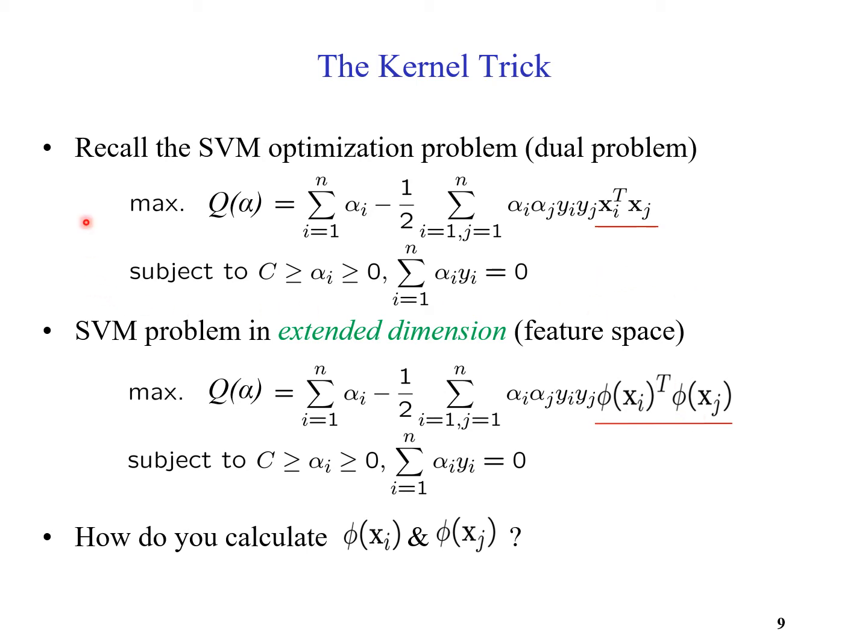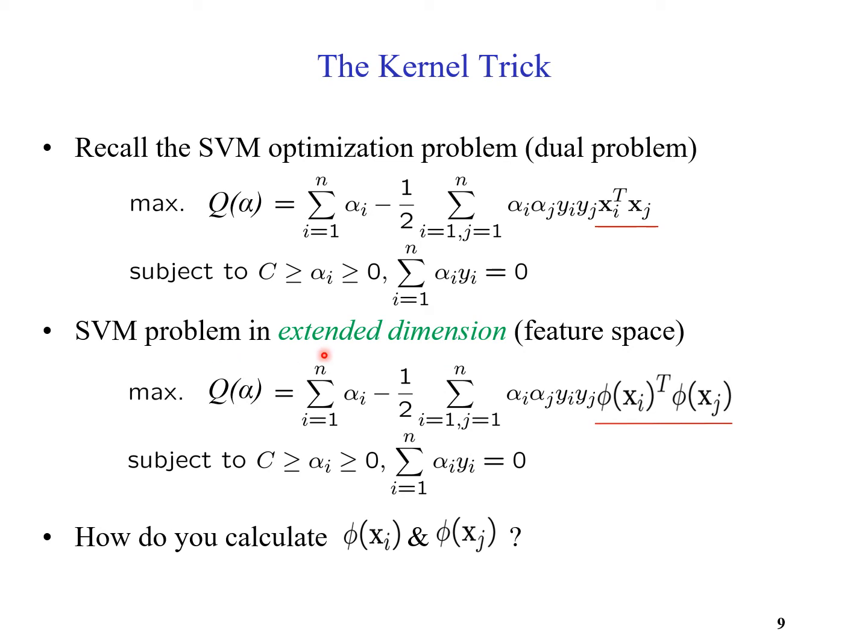So the previous dual problem is the dual problem in the original input dimension. But in nonlinear SVM, I said we expand the dimension and we solve the SVM problem. Basically, we find a linear classifier in the extended dimension. So this dual problem is the SVM problem in the higher dimension, the feature space. Do you know what I mean? I hope you do.